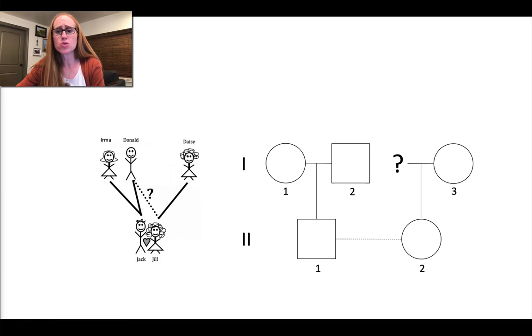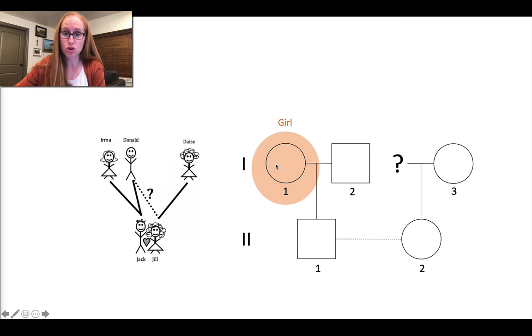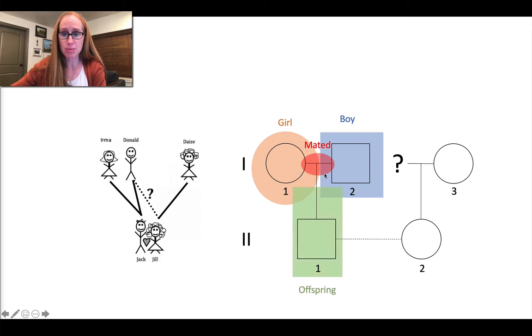And so the other thing we're going to use is what we call a pedigree. So this is our fun little scenario that we've got. We're going to represent it using these symbols, and I'm going to show you how to read these symbols. If it's a circle, that represents a female, okay? If it's a square, it represents a male. If there's a line between them, it means that they mated. And then anything coming off of that line would be an offspring. So this represents Irma and Donald, and this is their son Jack. And then this would be Daisy and Jill. They want to get married, and we don't know who Jill's father is. So we're going to use this symbolism.